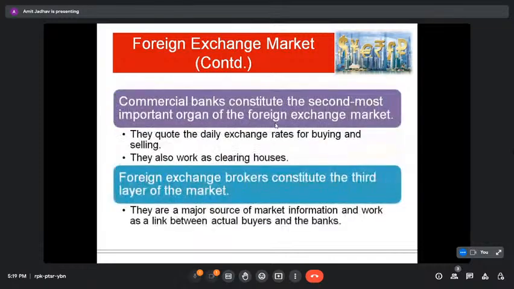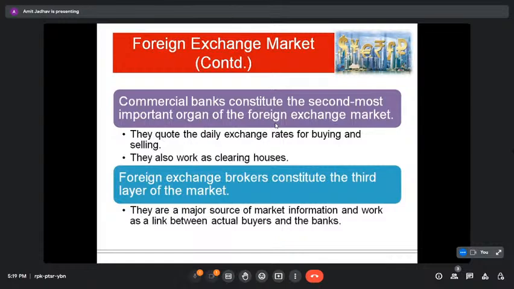Afterwards, we have another layer, the commercial banks. The commercial banks constitute the second most important organ of the foreign exchange market, and they take care of the day-to-day transactions in foreign currency. Some buyers demand foreign currency, and similarly some suppliers provide it, so the day-to-day transactions are fulfilled through the commercial banks. They also work as a clearing house, so they can convert foreign currency into domestic currency, or domestic currency into foreign currency.